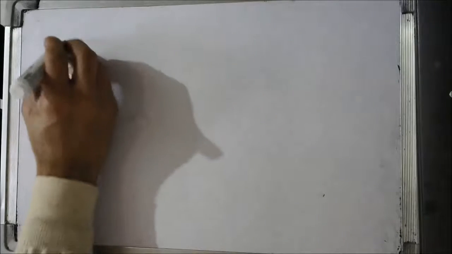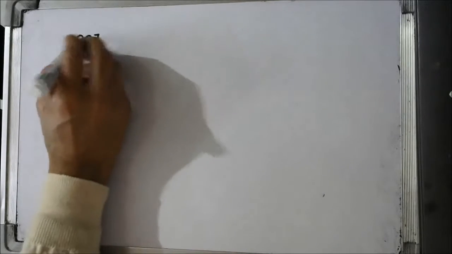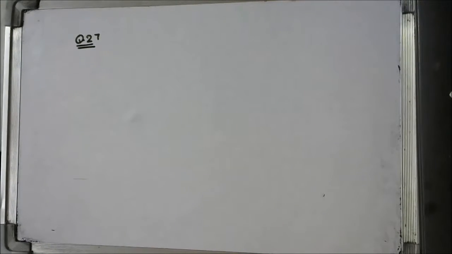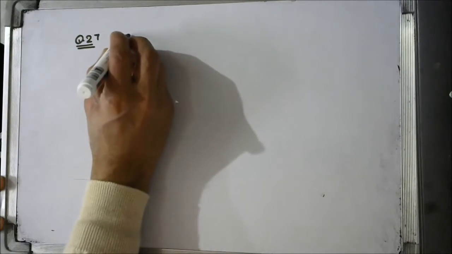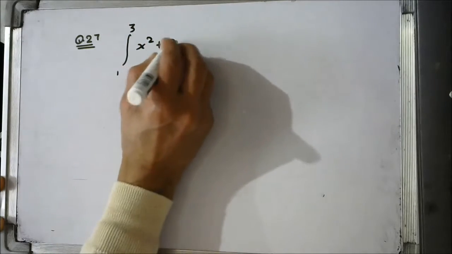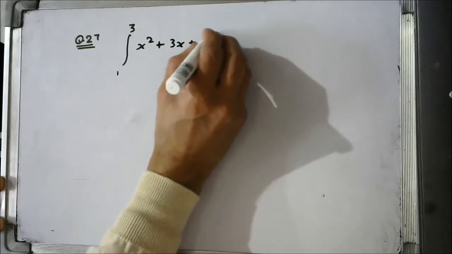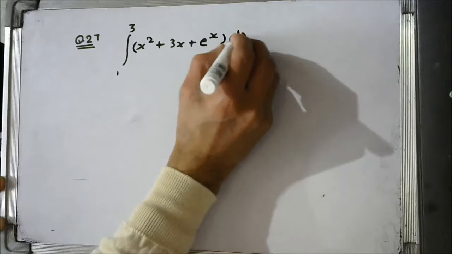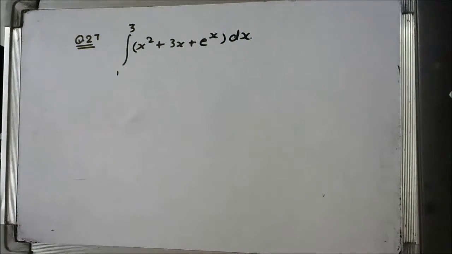Hello friends, in this video we will consider the OR portion of question number 27, that is the optional part of question number 27 on definite integrals in the CBSE question paper for the year 2018. Now the question is: integrate x square plus 3x plus e raised to the power x dx for the limits 1 to 3 as the limit of the sum.